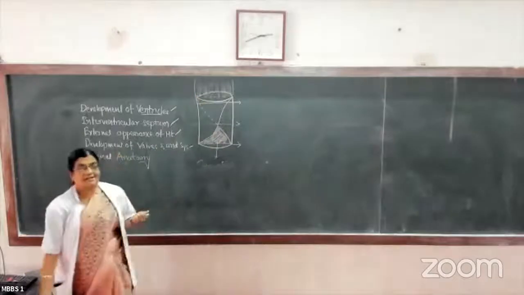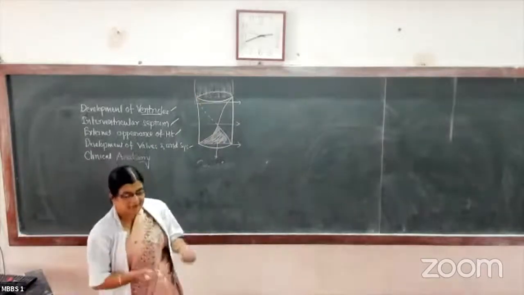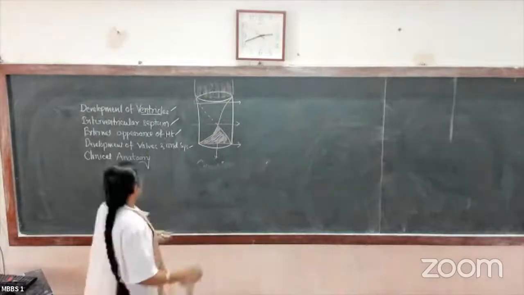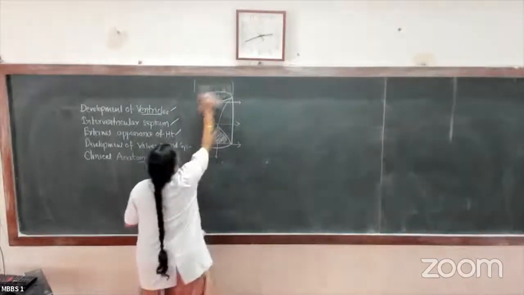How is the aortic sac there? What are the two horns? How does it give rise to aortic arches? That we will see in the next lecture. Coming to the clinical anatomy.